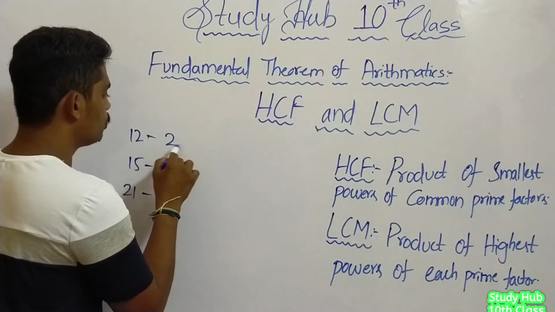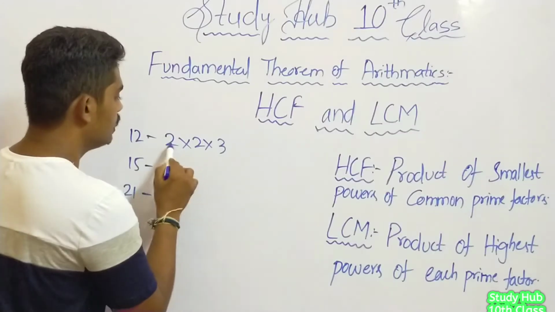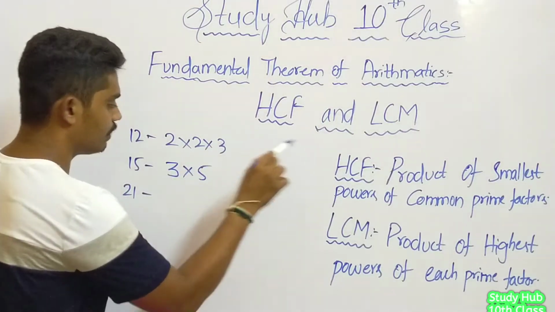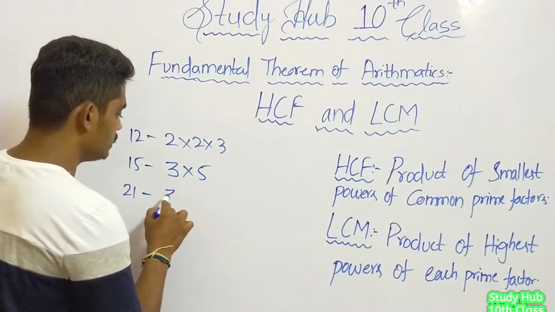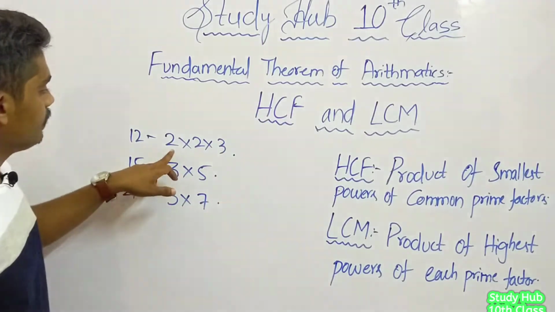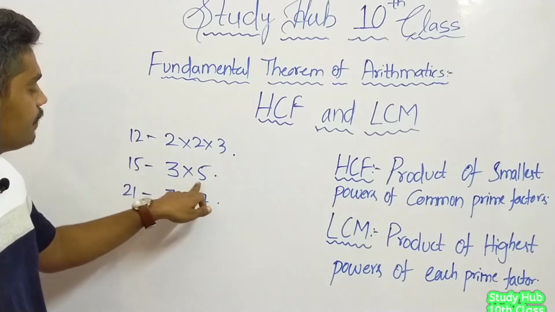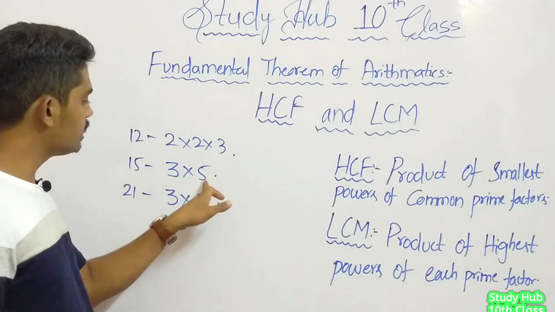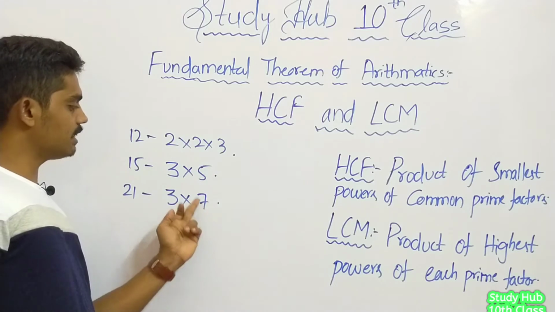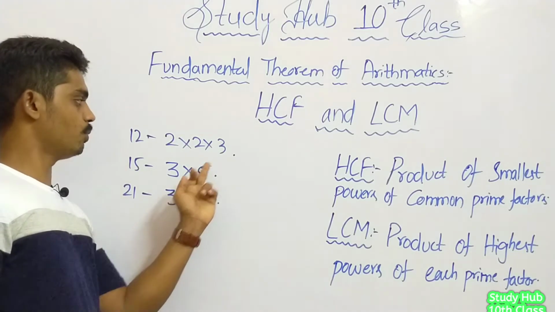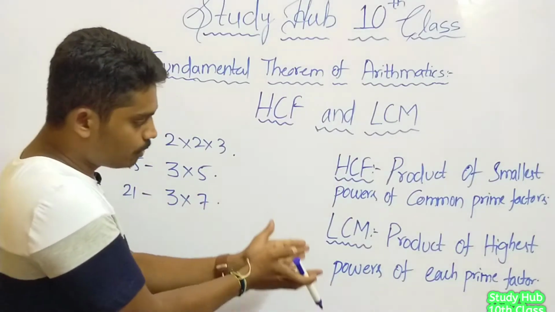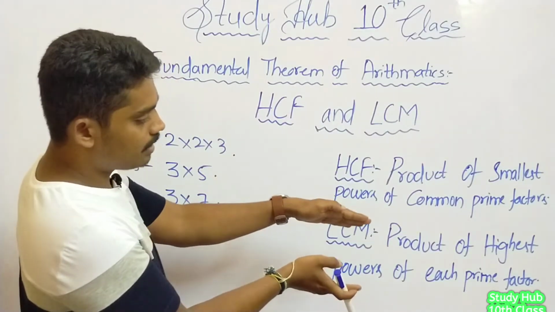12 I can write as 2 into 2 into 3. 2 2s are 4, 4 3s are 12. 15 I can write as 3 into 5. 21 I can write as 3 into 7. Now here we have 2 2 3. Here we have 3 5. Is there 5 here? No, but there is 5 here. And is there 5 here? No, but there is 7. Is 7 present over here? No. Here? No. So now you will get a clear idea of how to take each prime factor and common prime factor.